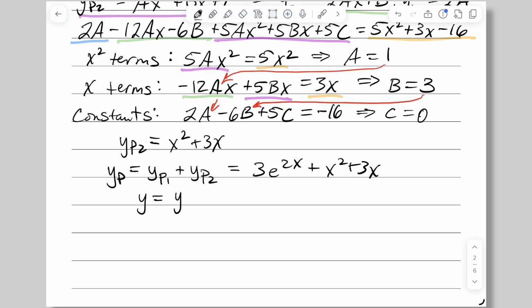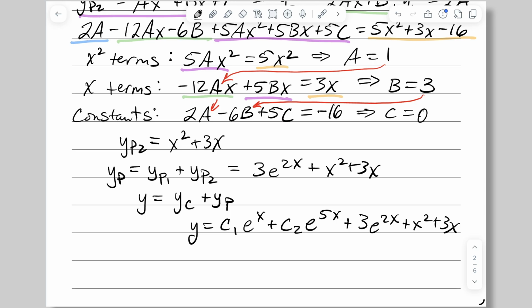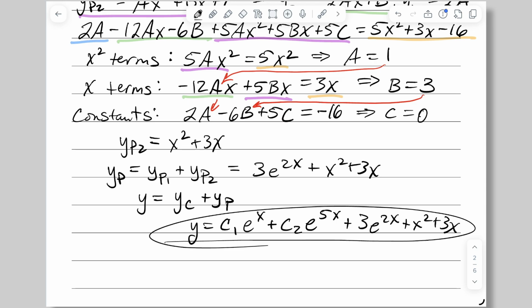So in symbols, we have y is equal to yc plus yp. In this case, if I remember right, the complementary function is c1 e to the x plus c2 e to the 5x. And now throwing that together with this particular solution gives us 3e to the 2x plus x squared plus 3x as our final solution to the differential equation.